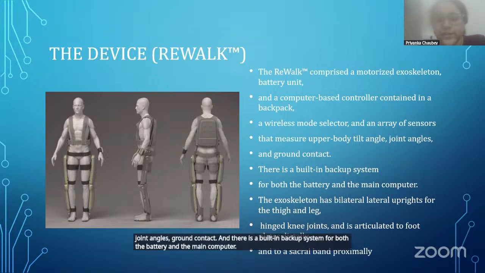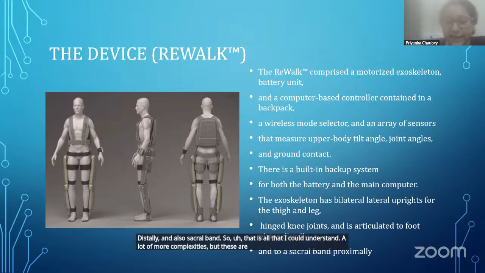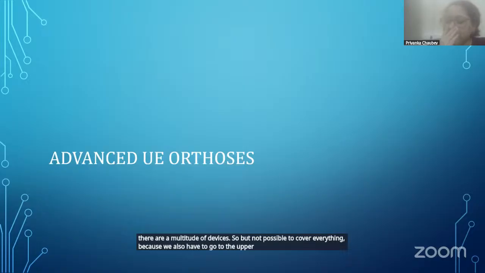So the exoskeleton has bilateral lateral uprights for the thigh and the leg. There are hinged knee joints and articulated foot plates distally, and also a sacral band. So that is all that I could understand. There are a lot more complexities, but these are just some of the devices, and there are a multitude of devices. It is not possible to cover everything because we also have to go to the upper limb advanced orthosis.